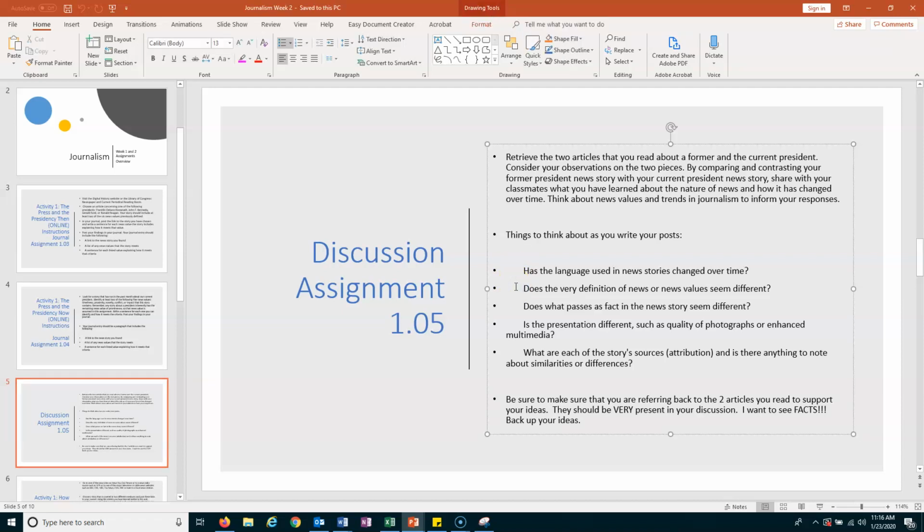Does the very definition of news or news values seem different? What are they reporting on? Is it more trivial? Is it hard-hitting news? What are the types of things they're reporting on? Does the very definition of what they're actually reporting on seem different to you? Does what passes for fact in the news story also seem different?